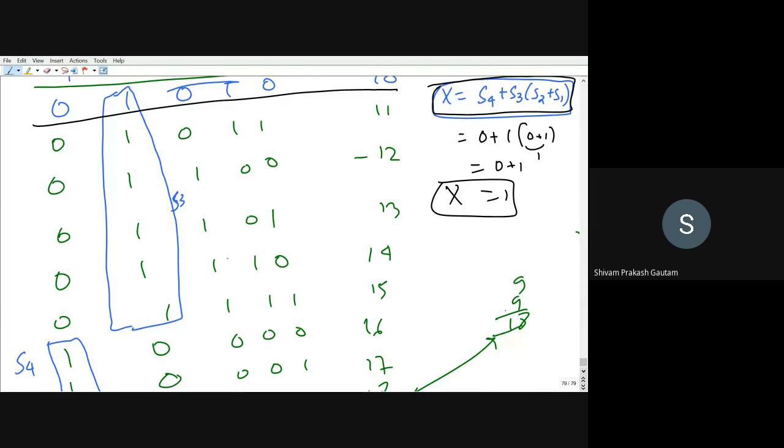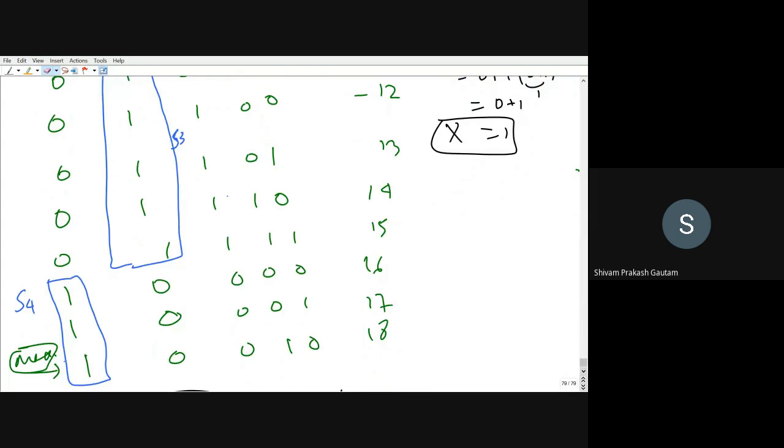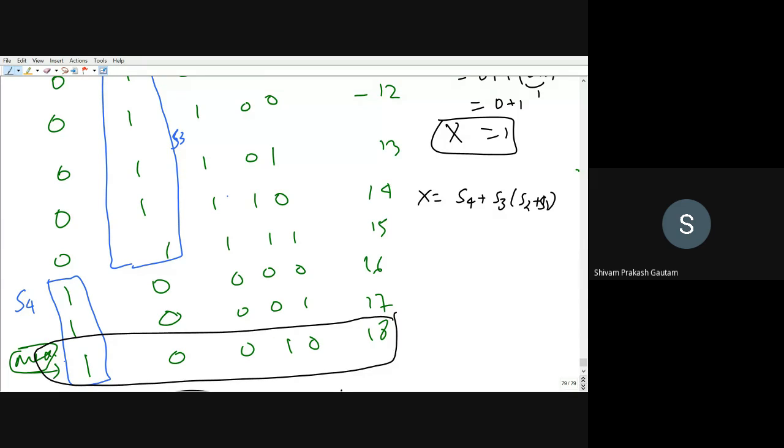One more case you can consider. Let us check for one more condition, that is X is equal to S4 plus S3, S2 into S1, right? Let us check for this 18th number. At the 18th number, you can directly see that S4 is 1. S4 is 1 plus S3 is 0. 0 multiplied by anything will be 0. So X is 1, right?